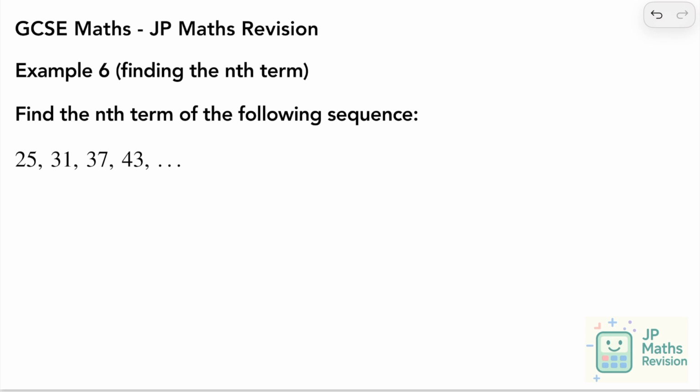So this one here, you can see that to get from one term to another, we're adding 6 each time. So again, it's going to be some variation of the 6 times table. So it's going to be 6n. And then to get the 0th term, you're going to -6 from 25. So you end up with 19. So it's going to be 6n plus 19.